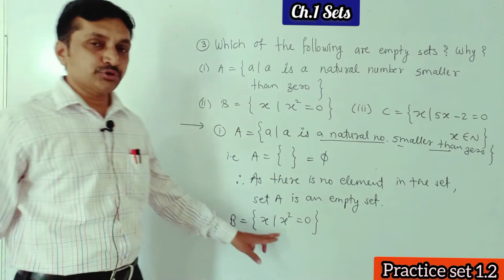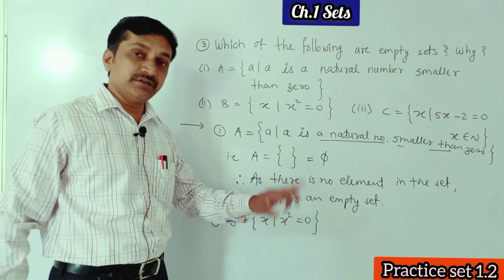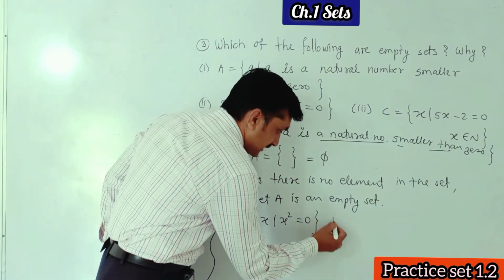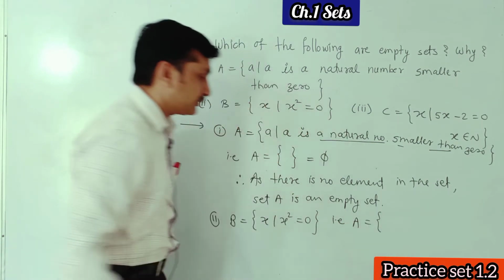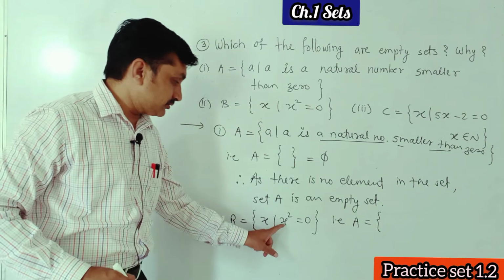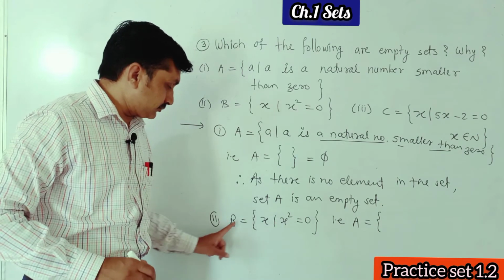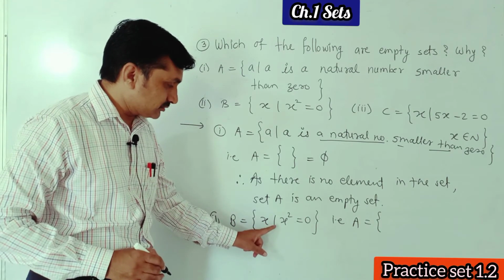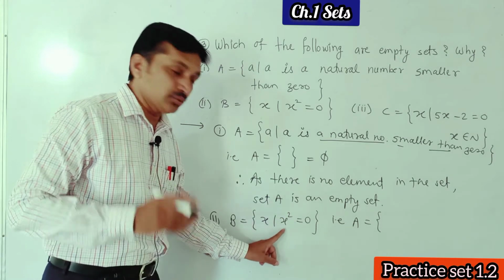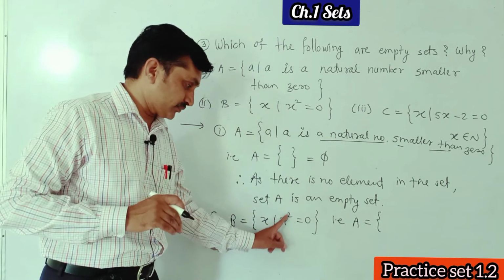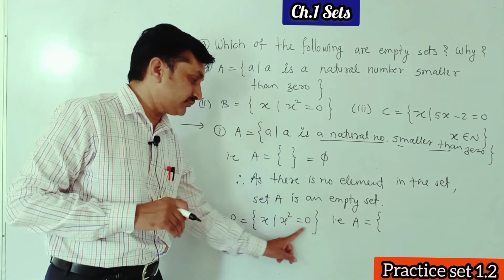Now this is also in the rule method. Write it in listing method. That is, A is equal to, in curly brackets. Now let's see. Here B is the set of all x such that x square is equal to 0. Now what is the number here? If we put which number, then we get 0?